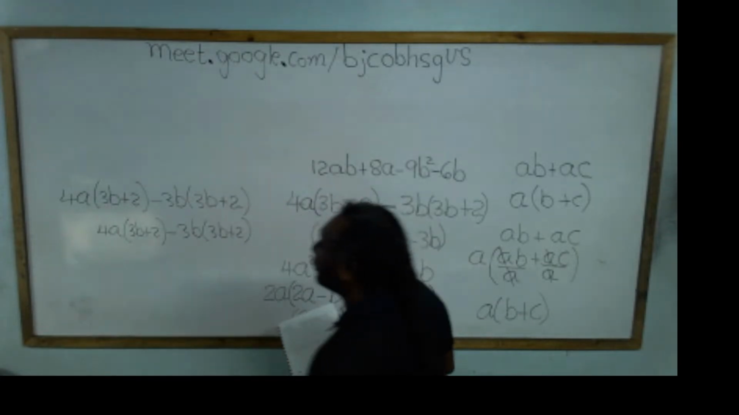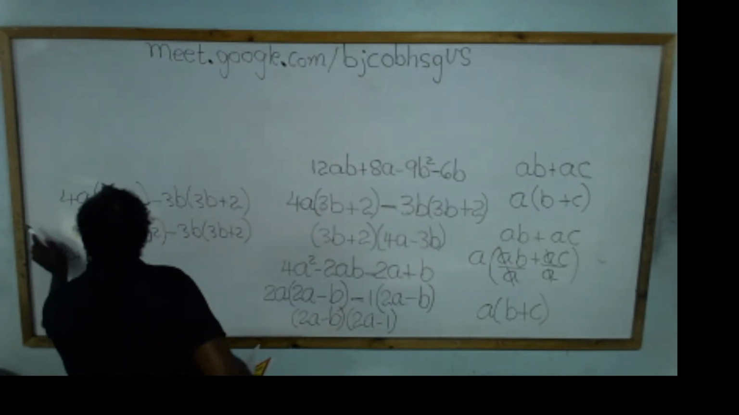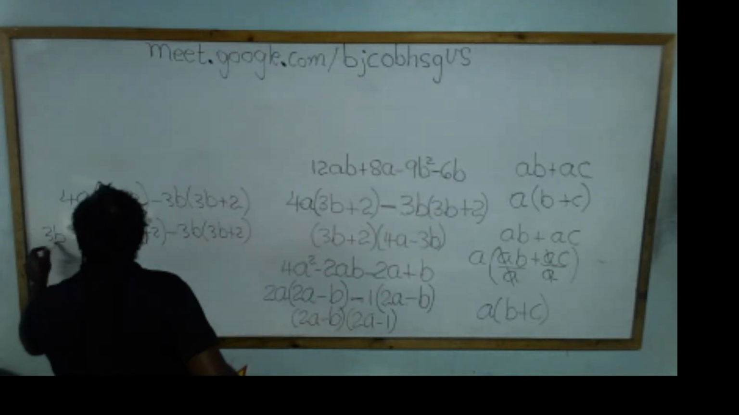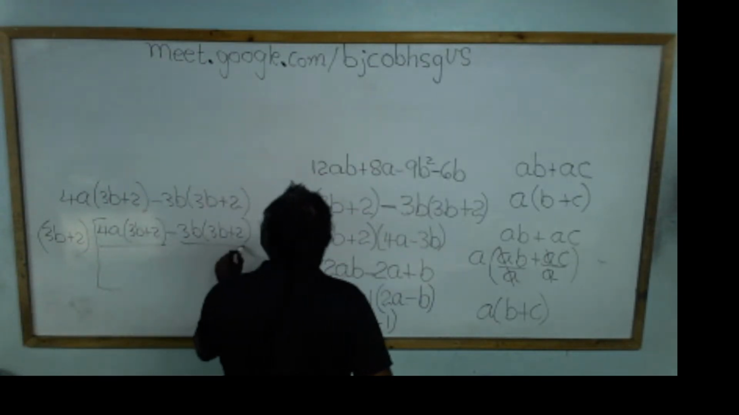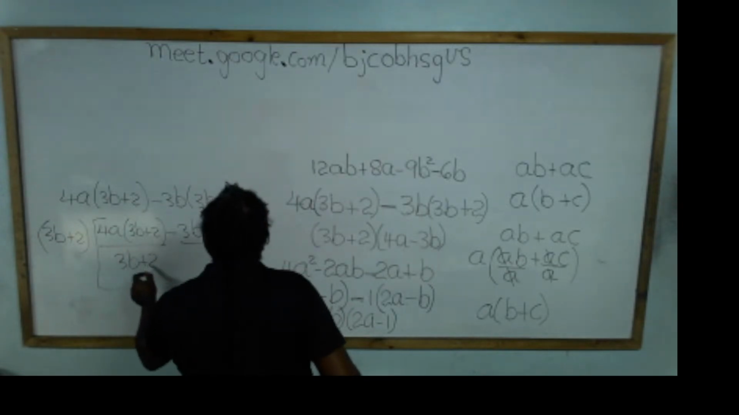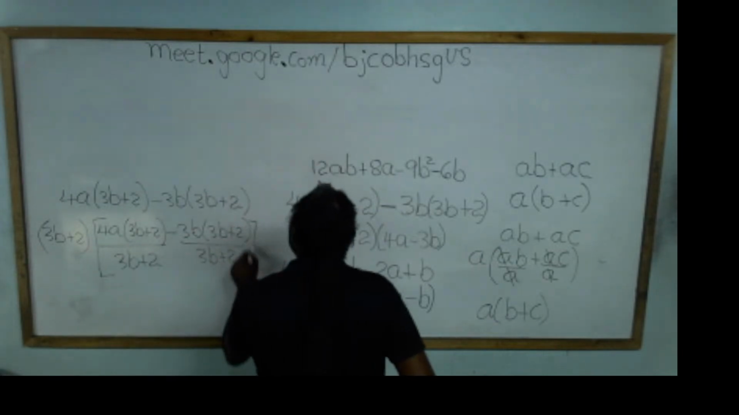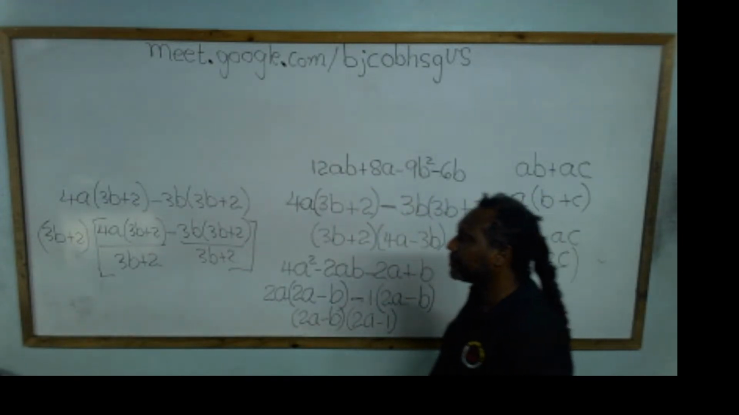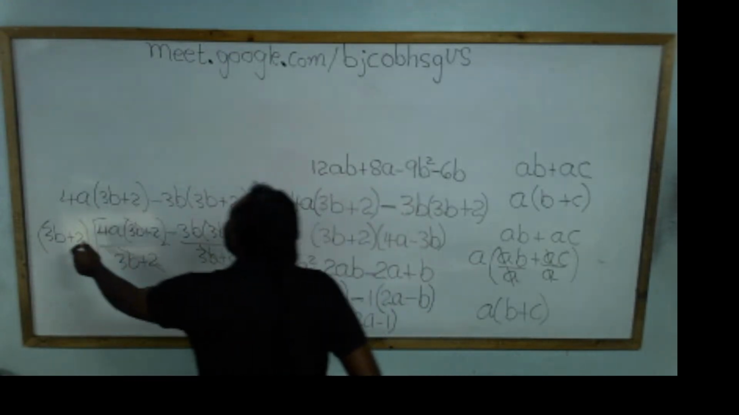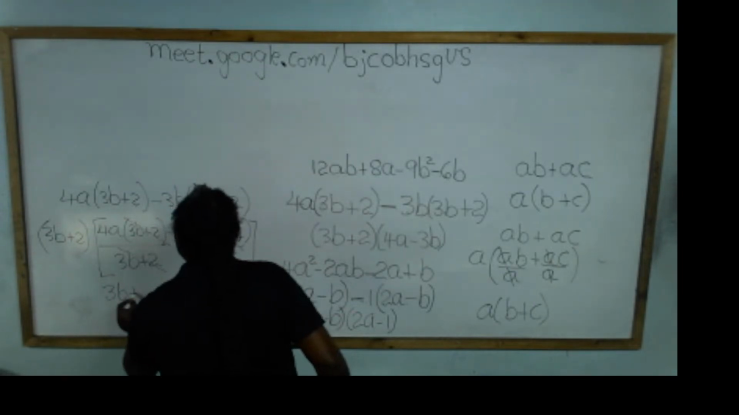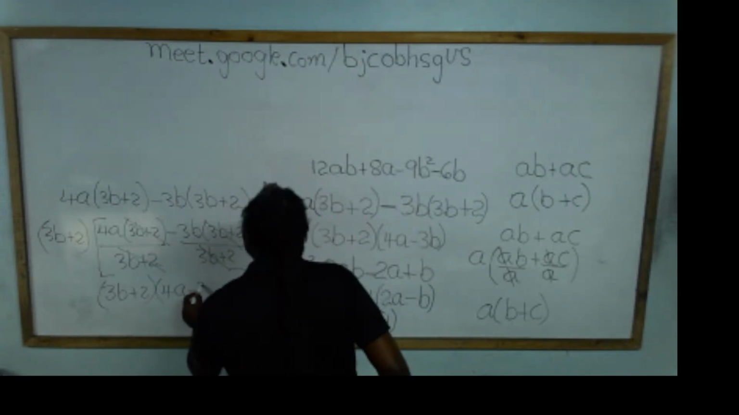What is the highest common factor? 3B plus 2 is the highest common factor. So we take the highest common factor as 3B plus 2. And what do we do with that? We divide each of the terms by the highest common factor, 3B plus 2. What will happen? This will cancel with this, and this will cancel with this. So the highest common factor, we took that out already as 3B plus 2. And what's left in the bracket? 4A minus 3B.